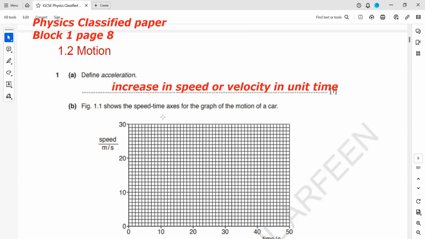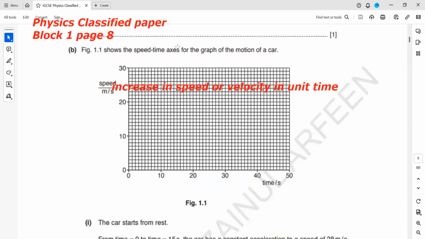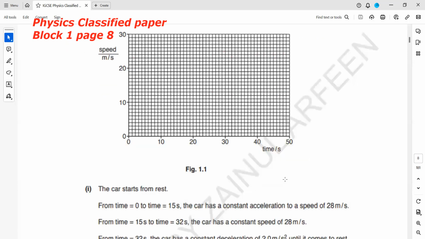The next part is: figure 1.1 shows a speed time graph of the motion of a car. The car starts from rest, and for time 0 to 15 seconds, the car has a constant acceleration to a speed of 28 meter per second. So the car reaches 28 meter per second when the time is 15.